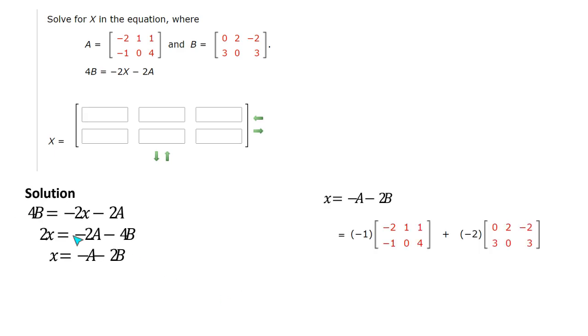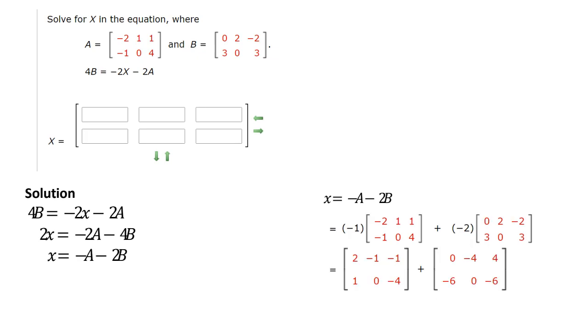And so now we can use the matrices. So we have -A, so that's -1 times A, plus -2 times B. So we're going to multiply everything in here by -1 and everything in here by -2. So we end up with 2, -1, -1, -1, or +1, 0, and -4. And then on this side, we end up with 0, -4, +4, -6, 0, and -6.